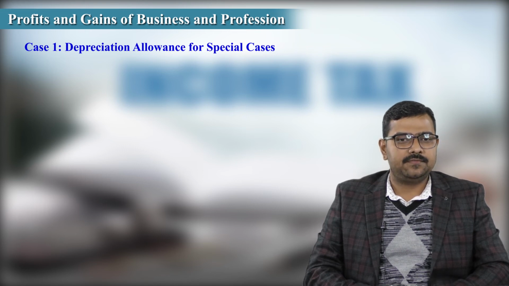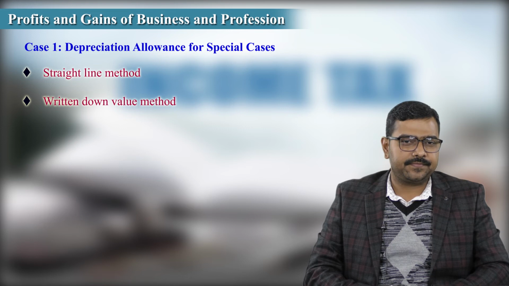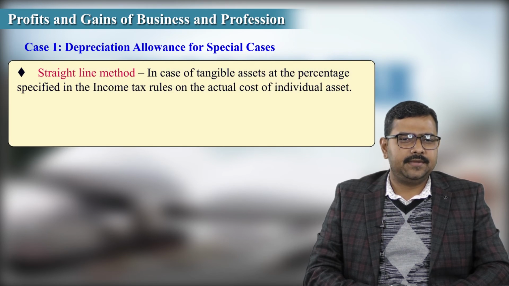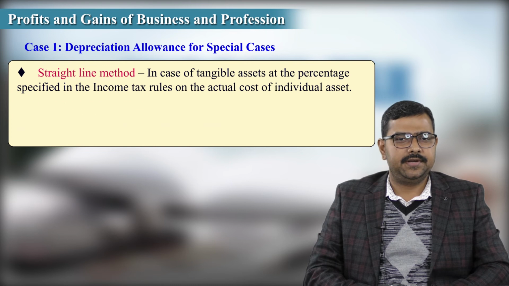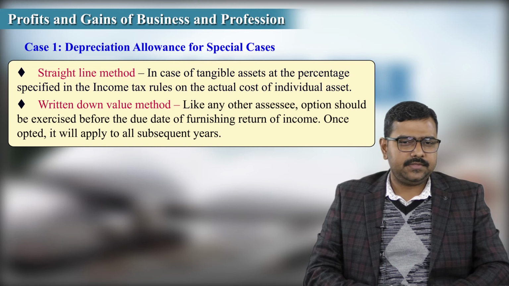There are two types of method, straight line method and written down value method. So in case of a generation and distribution undertaking, any method can be used. The first one is straight line method. In case of tangible assets, it is at the percentage specified in the income tax rules on the actual cost of individual asset. If the undertaking is using written down value method, then like any other assessee, the option should be exercised before the due date of furnishing return of income. Once opted, it will apply to all subsequent years.